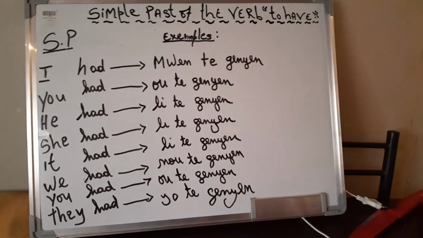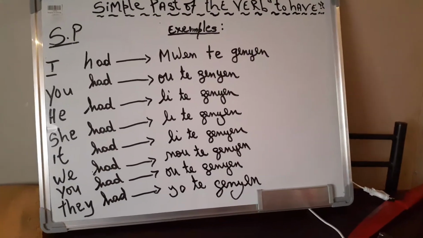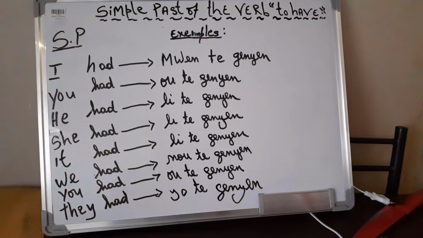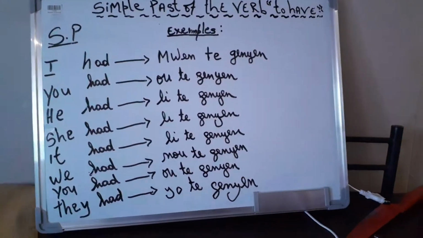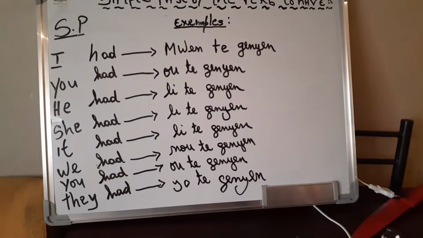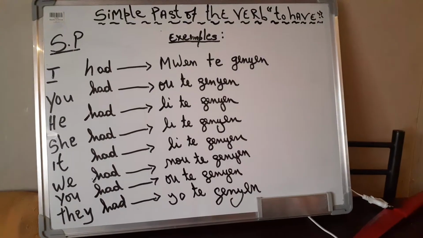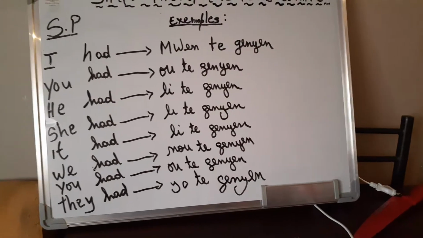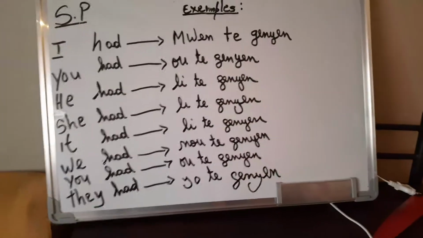In this video today, I'm going to teach you how you can conjugate the verb "to have" in English, and also how you can conjugate it in Haitian Creole. Let's go, guys. Firstly, let me point something out for you.